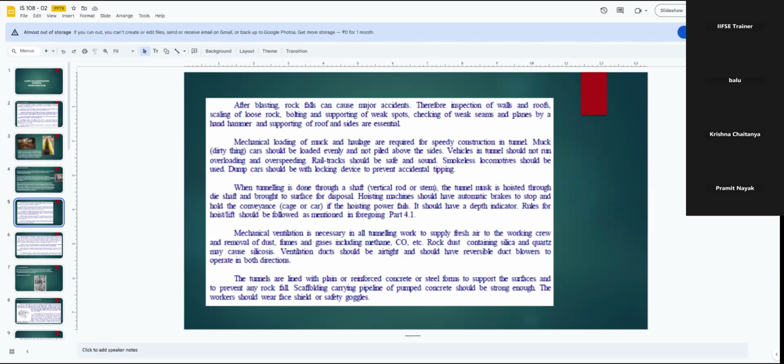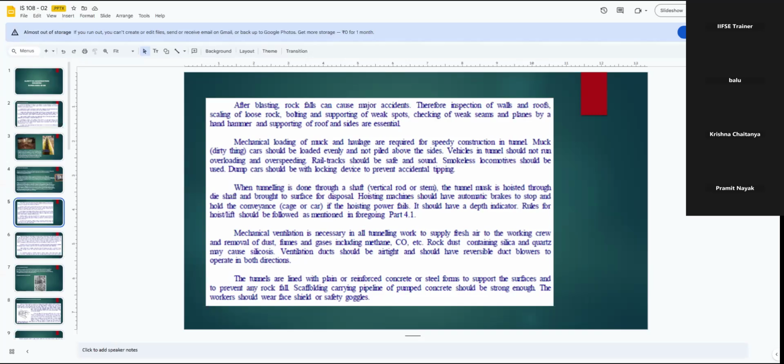So basically, as we know, whenever any blasting happens, it will explode. Due to the impact of the explosion, the rocks will be thrown away. Due to that, people may get impacted or meet with an accident from the fallen or thrown objects. Then mechanical loading is a must, and also the whole gear required for speedy construction in the tunnel.